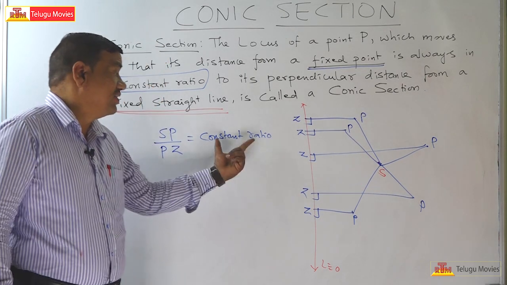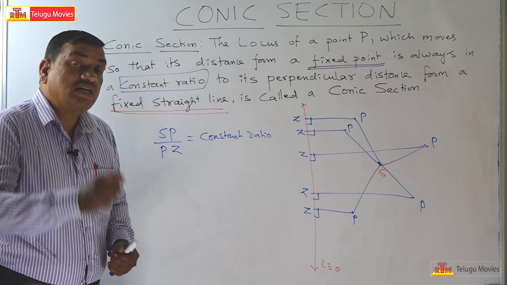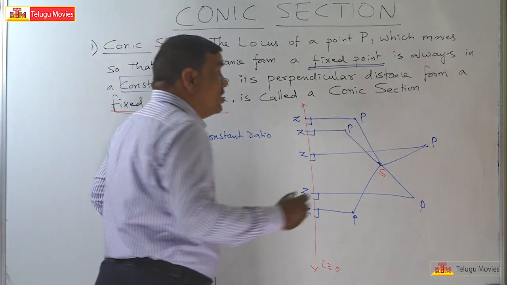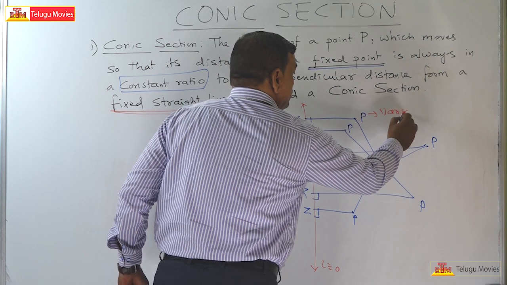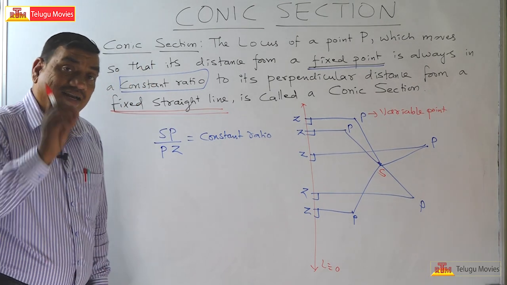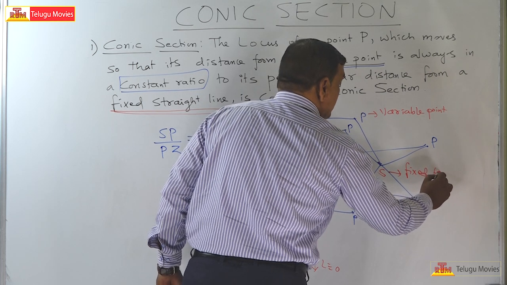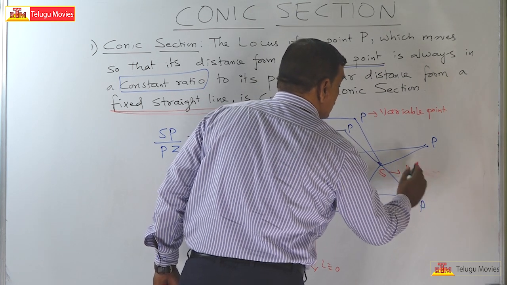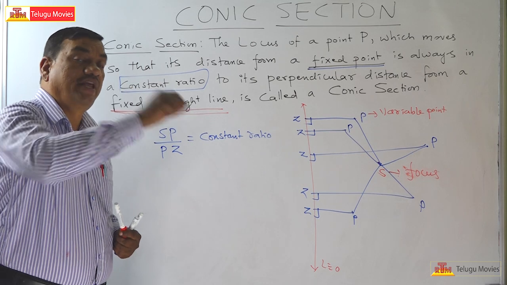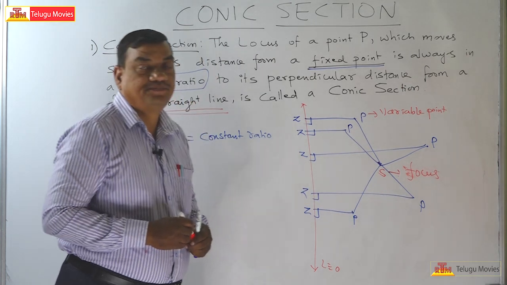Afterwards we will discuss depending upon this constant ratio. Now here we are going to introduce some certain terminology for the first time. The first terminology: P is a variable point, a point on the locus. That S is a fixed point. This fixed point is called the focus of the conic. Generally, it is denoted with the letter S.